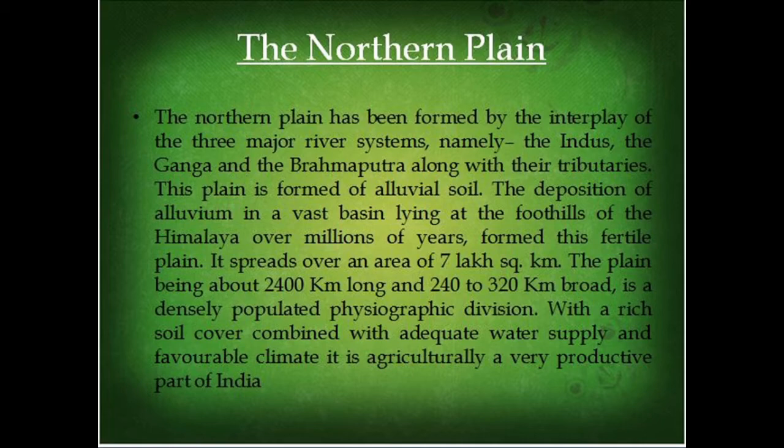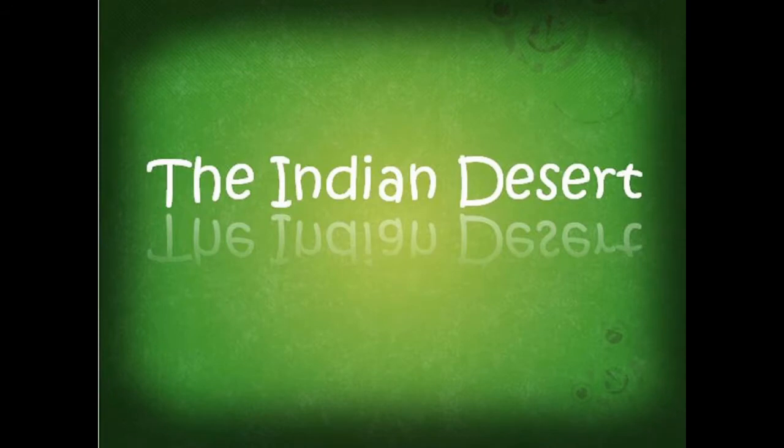Punjab, Haryana, Uttar Pradesh, Bihar and West Bengal are some states located in the northern plains. Some parts of Assam and Tripura also lie in the northern plains. I have previously explained that the northern plains stretch from Punjab to Arunachal Pradesh. Okay, students? Now we will discuss the Indian desert.